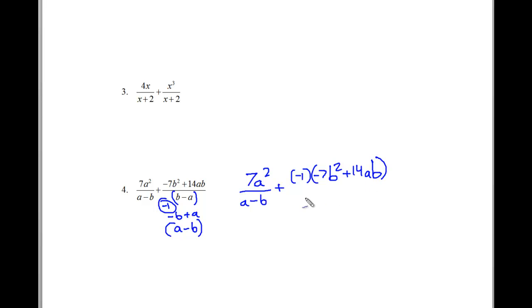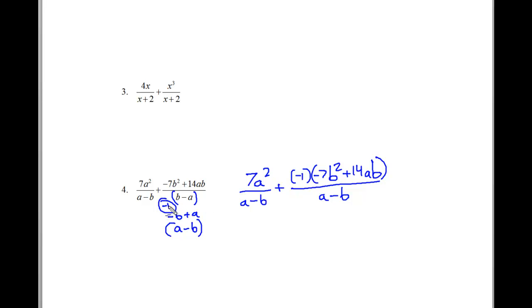So if I factor out a negative 1, what that gives me is negative b plus a, which I can rewrite as a minus b. So as long as I factor out a negative 1, I can switch the order of the denominator. And this is a pretty powerful trick because what I can then do is write the numerator as 7 on the right-hand side here. I can write that as negative 1, and then this is multiplied by negative 7b squared plus 14ab all over a minus b.